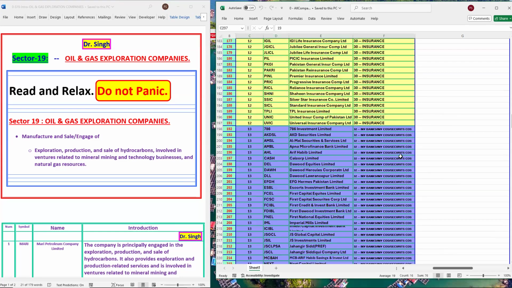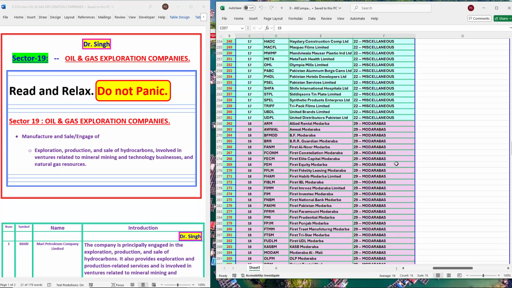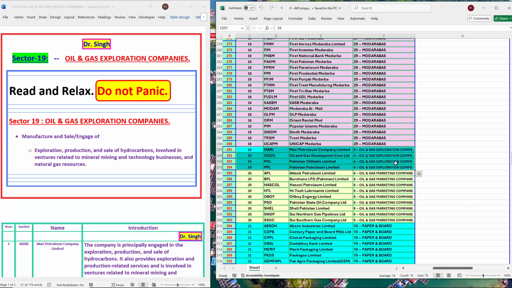But here, how many companies are there in sector number 19? There are only 4 companies. That's easy, that's okay. I made a mistake, which is fine. So sector 19 has 4 companies over here, and these are the names and these are their symbols, all in capital letters, oil and gas exploration companies.